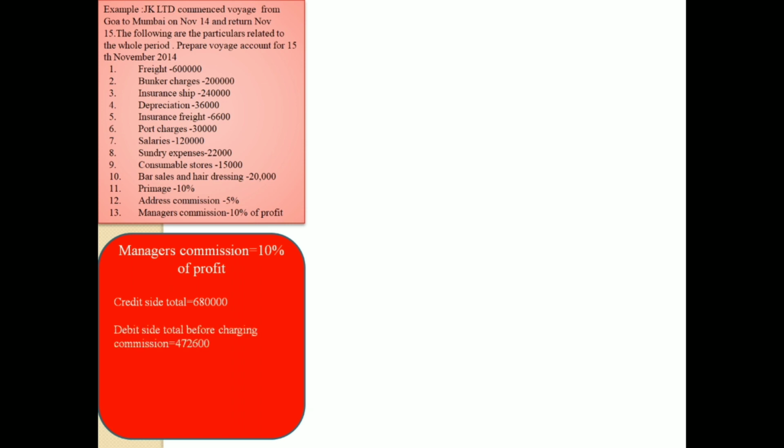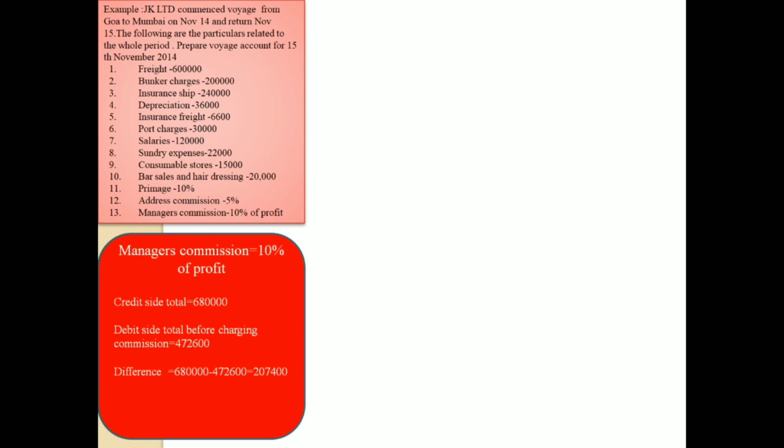Then you have to make a rough calculation of value on debit side. Credit side value is 6,80,000, not 68,000, and debit side value is 4,72,600. Then you take the difference of these two, that is 2,07,400. So in that difference amount, you have to pay the commission.